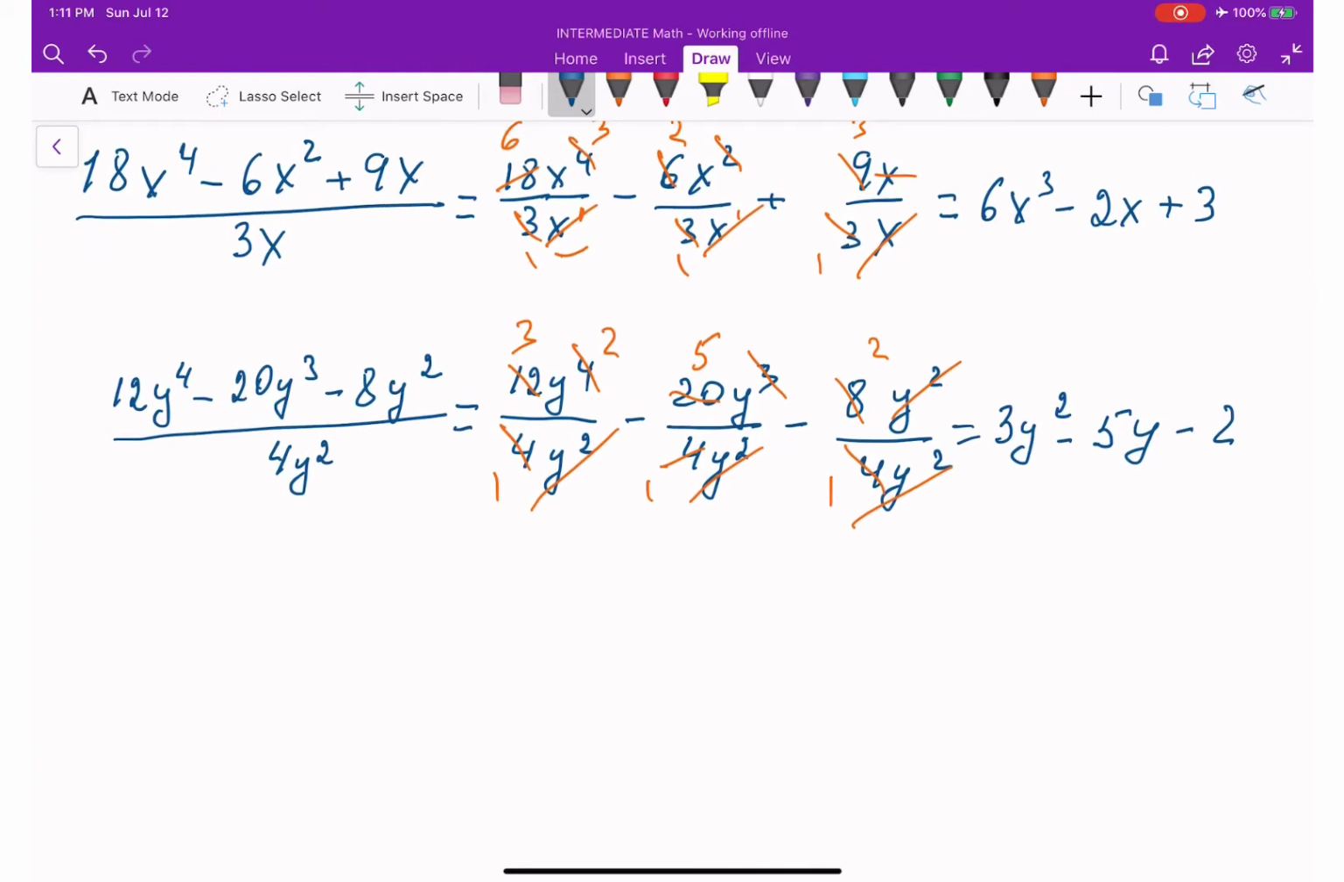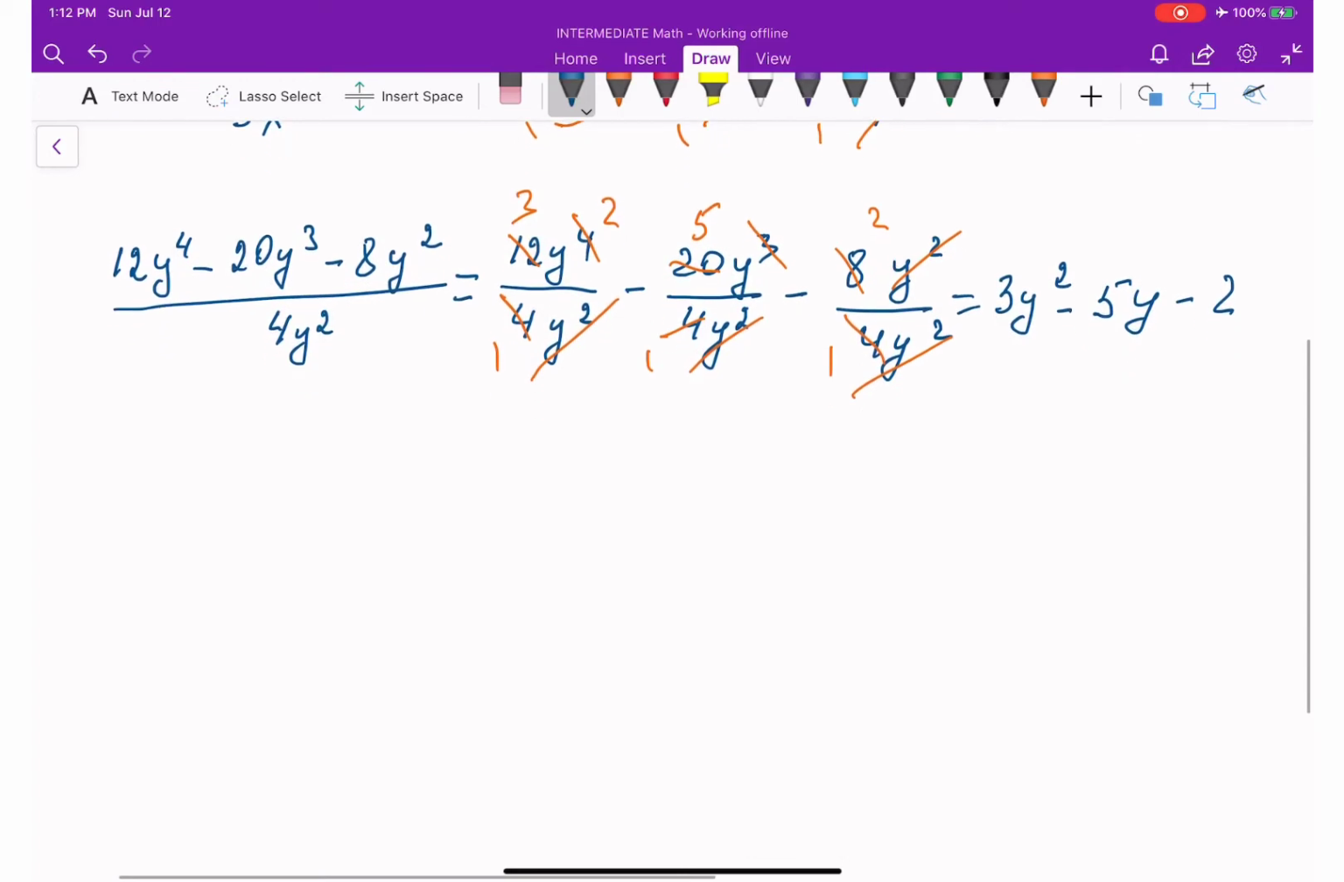When we divide, we subtract exponents. And the base has to be the same. You can't divide x by y. It has to be y by y or x by x. Another one.